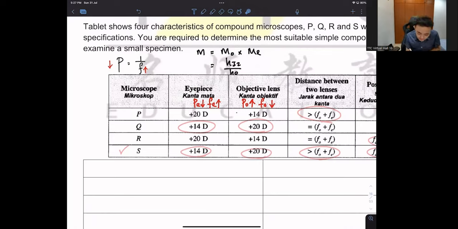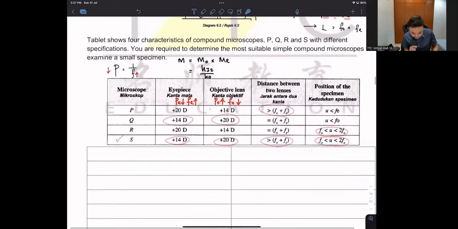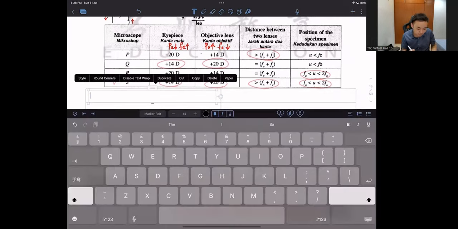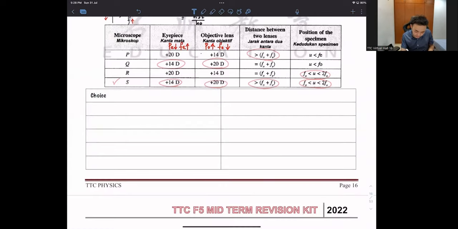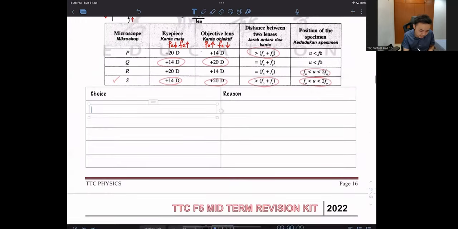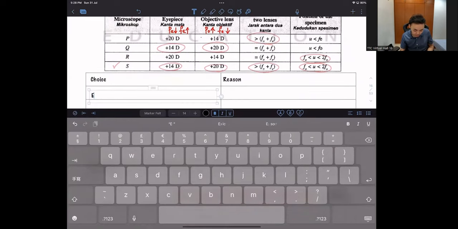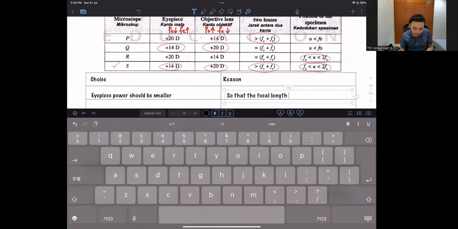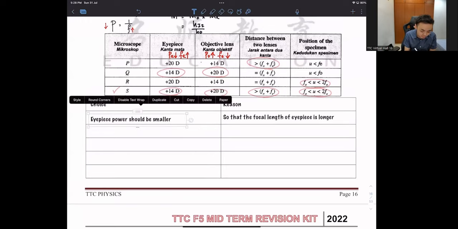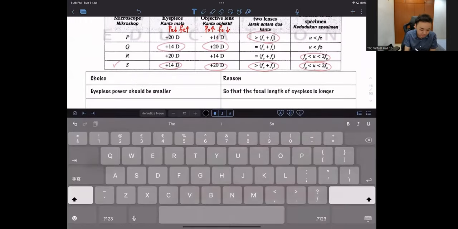But the idea is, this is your explanation. Literally, you don't have to say, because I counted more E and whatever. No. On this side you put your choice, and on the other side you put the explanation. First thing first, you tell them the eyepiece power should be smaller, the reason being that the focal length of the eyepiece is longer. That's it. More than enough. You can stop here already. You don't have to say too much, you literally just translate this.